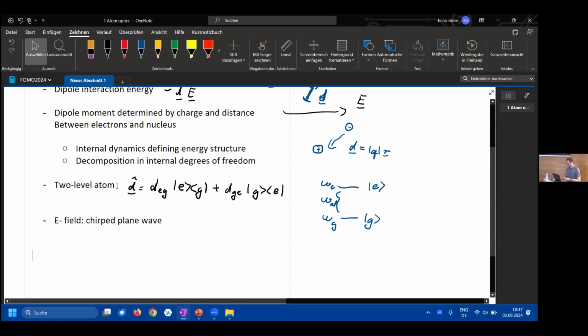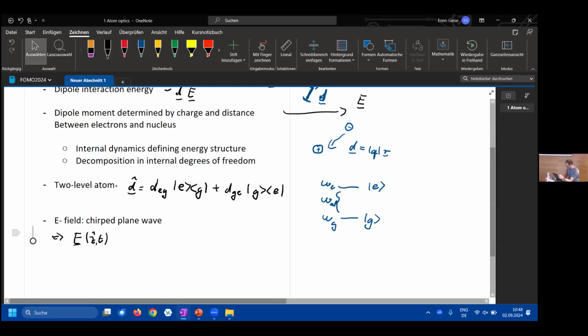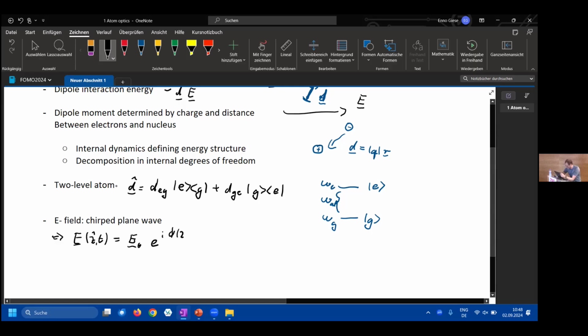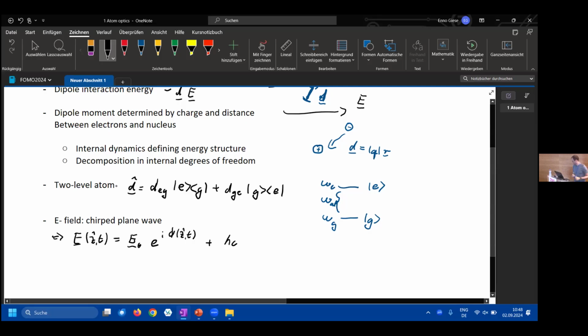So how does that look? Well, a chirped plane wave is also not that difficult. You can say the electromagnetic field, it's a vector, depends now on position. I'm just working in one dimension, and because I'm coming from gravimetry, z is along gravity. And then we have some field amplitude. It's just a classical amplitude, E naught. And now we have e to the i phi(z,t) plus h.c. That's the amplitude. We already talked about that.